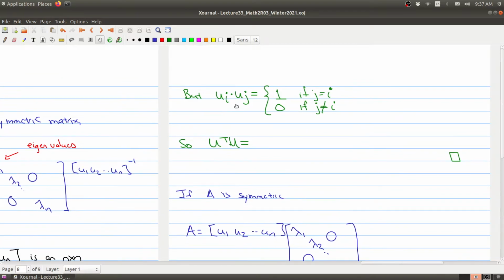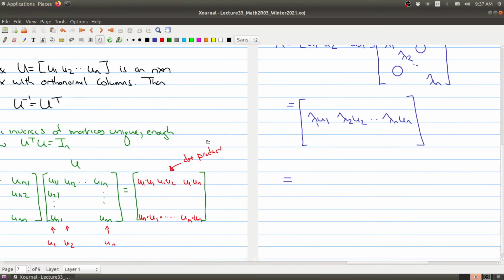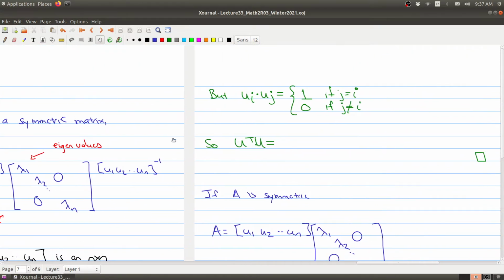So u_i dotted with u_j is 1 if j is equal to i, and it's 0 otherwise. So when we go back to our matrix, we get all ones down the diagonal, but if you're off of the ones, you get 0, right? So that means that this matrix right here is equal to the identity matrix, which is what we wanted.